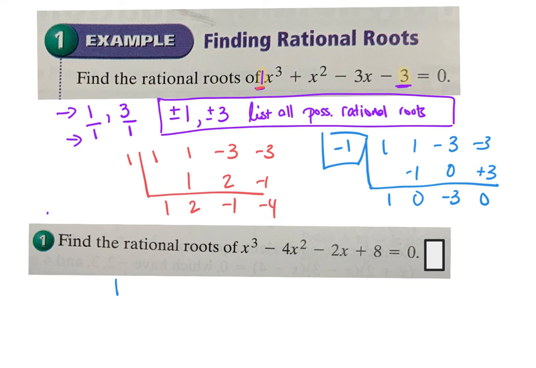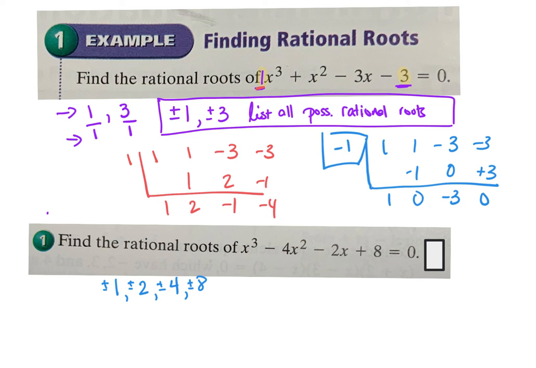1 is a factor, right? And that's how I do it. I pair it up: 1 and 8, and 2 and 4. Those are all my possible factors. Since my leading coefficient is 1, those would all be over 1, so that doesn't change anything. But I do have to consider the positive and negative here. So that's 8 possibilities for a rational root.